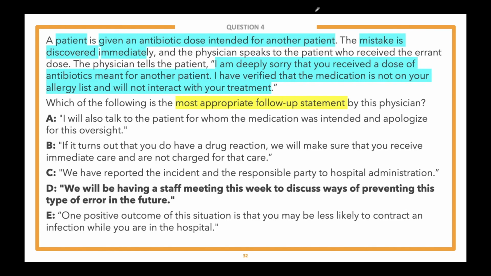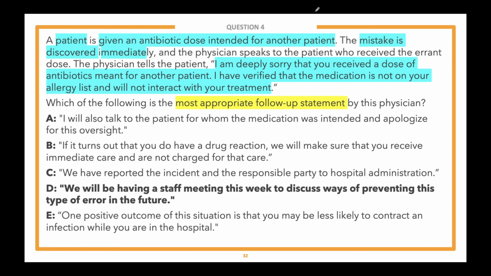So definitely another tough question here. So what's going on in this question? Well, a patient was given a medication prescribed to a different patient, okay? The physician has apologized, explained what happened, reassured the patient that this medication will not cause harm or interact with treatment.